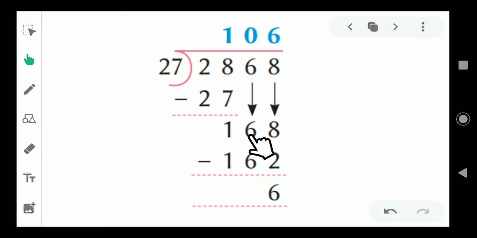Here now we got 16. In 16, is there 27? No. If I take one digit down, still I can't divide, which means we should take one more digit down. The next digit is 8. In such cases, we should put one 0 here.